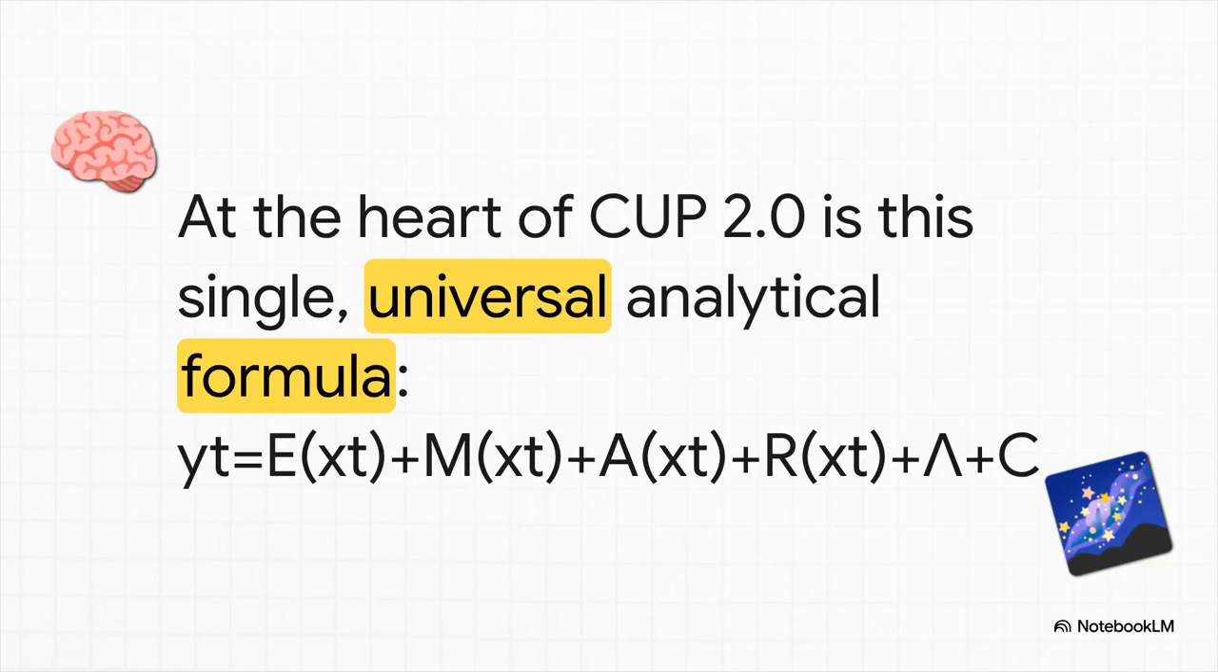Right at the heart of CUP 2.0 is this one surprisingly elegant formula. Now, I know it might look a little intimidating at first glance, but just hang with me. The creators are proposing that this is the core equation for any complex adaptive system. So let's break down what each of these pieces actually means.